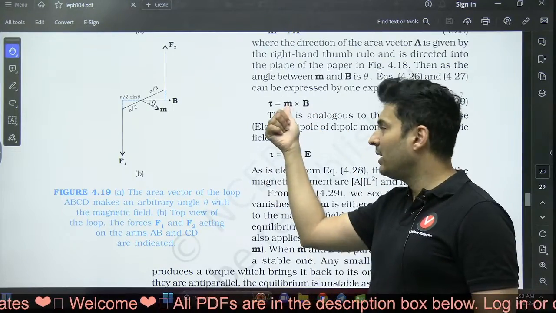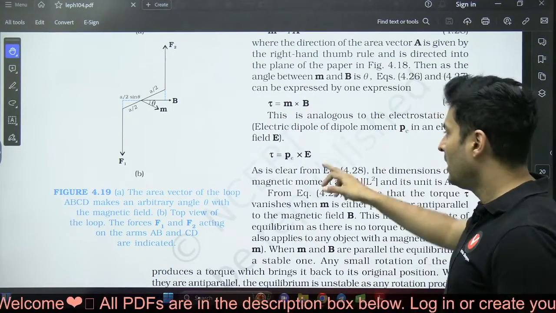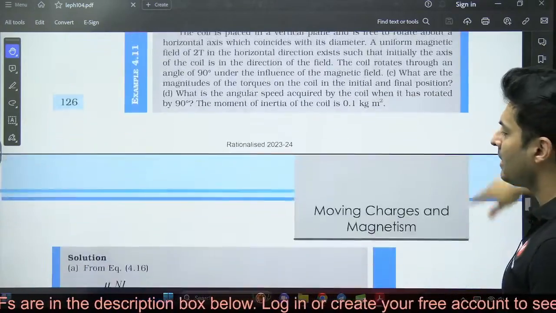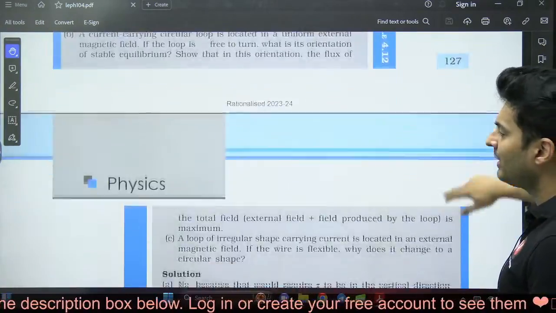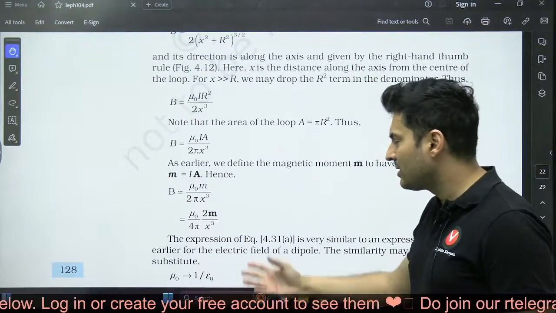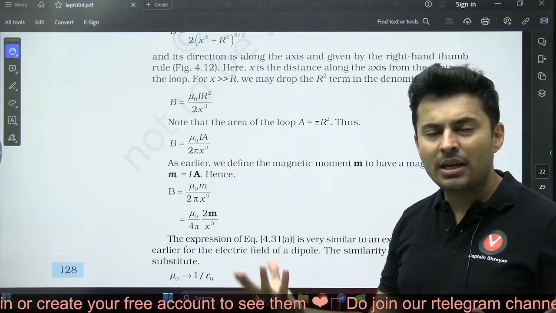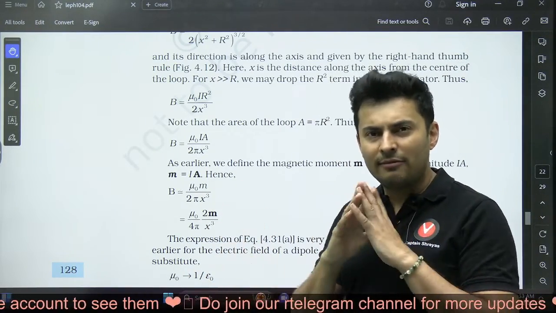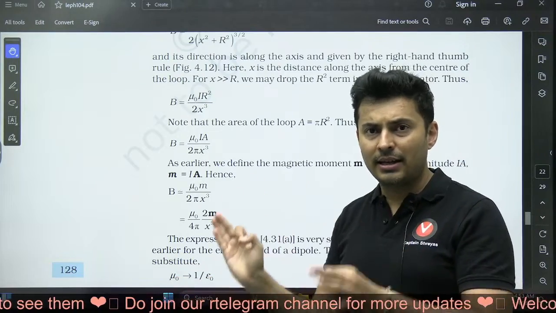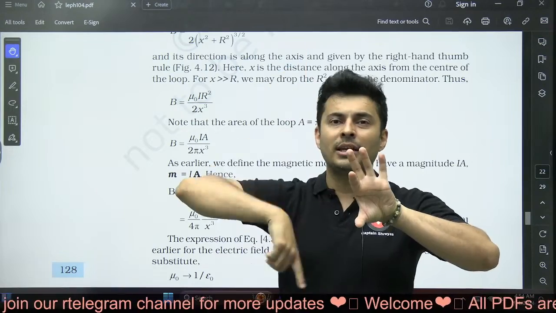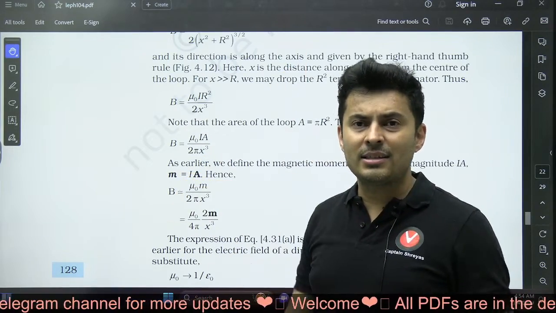Instead of electric dipole moment, there is magnetic moment. Instead of electric field, there is magnetic field. So magnetic moment is NIA, standard formula. Even energy is minus M dot B. So this derivation just says that an electromagnet behaves like a dipole. The formulas of the dipole are very identical to the electrical dipole formulas. So the field on the axis, the field on the equator, all those formulas are similar.